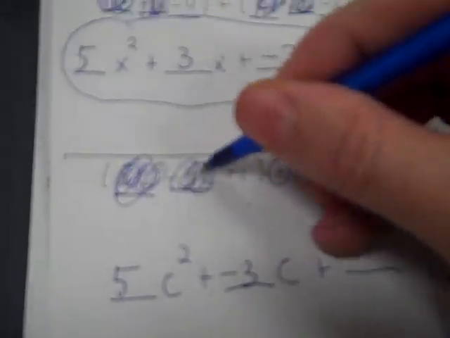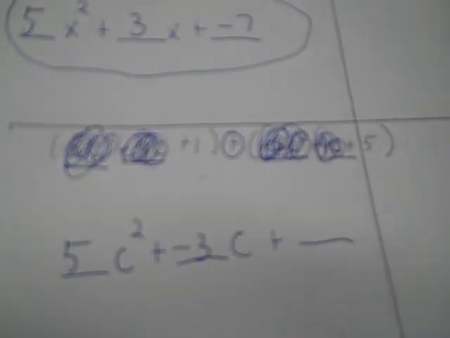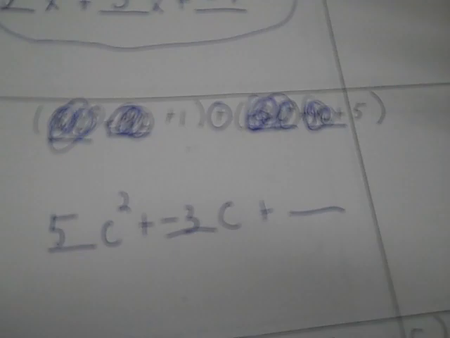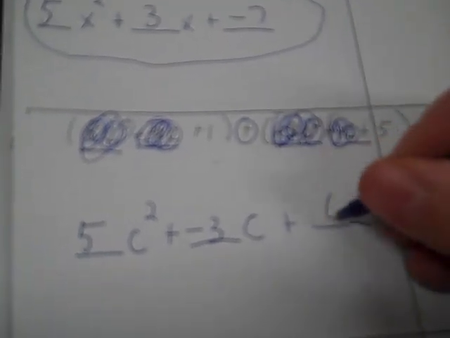Okay, now cross those out as soon as they've been added together. And then your constants. You have a positive 1 plus positive 5. Well, that's not hard math. That's 6.